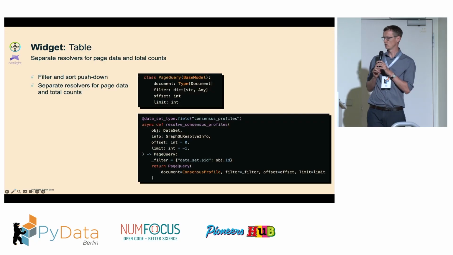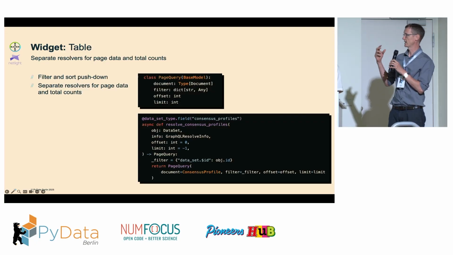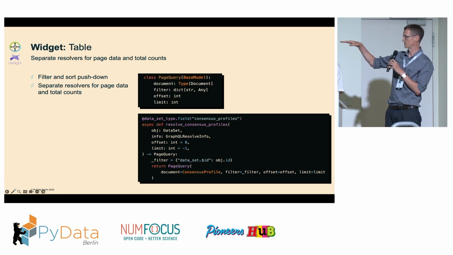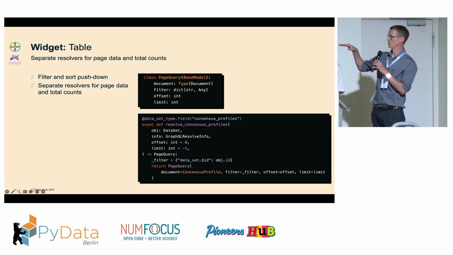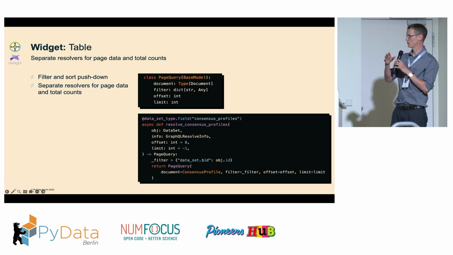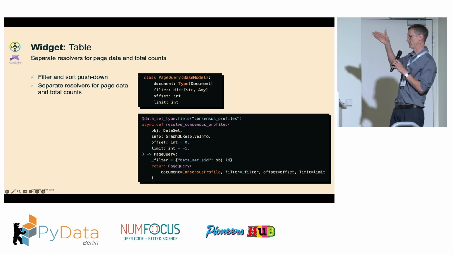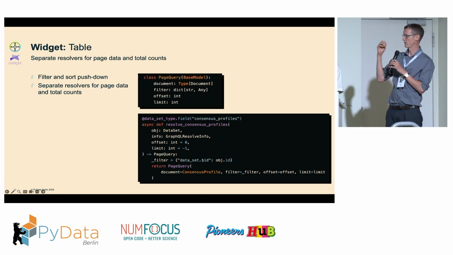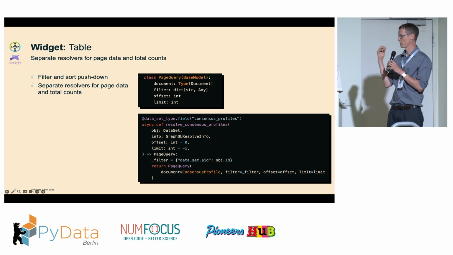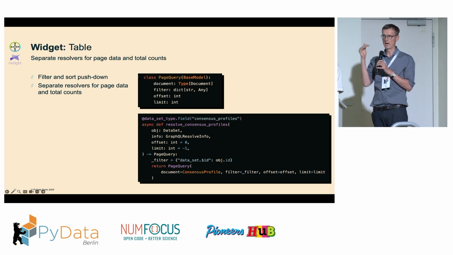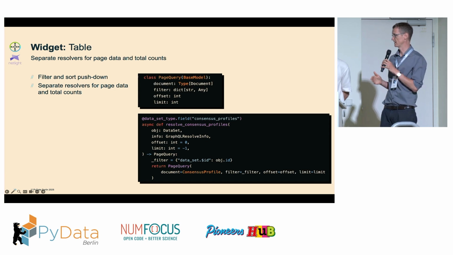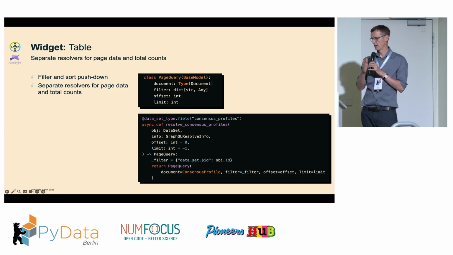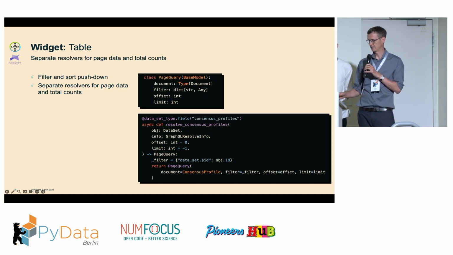And the way we do this is that in Python, the first level of resolution of this consensus profile fields here just passes on down the tree of resolving this GraphQL query the information of what type of document is actually requested, with which filter criteria, and where in the page, represented by a limit and offset, you want to get the data from.